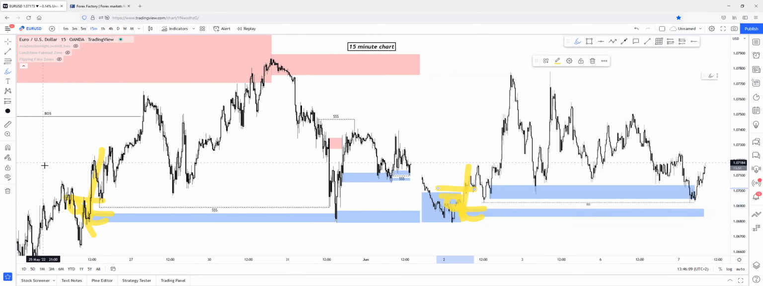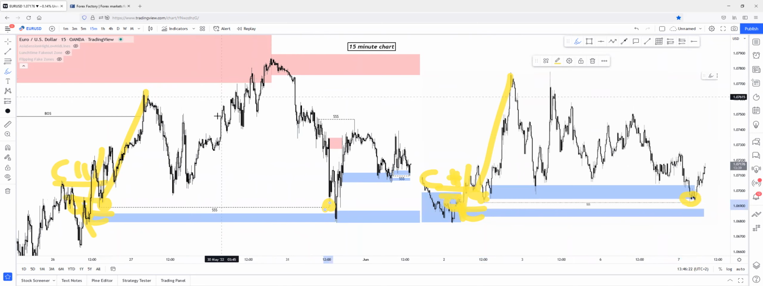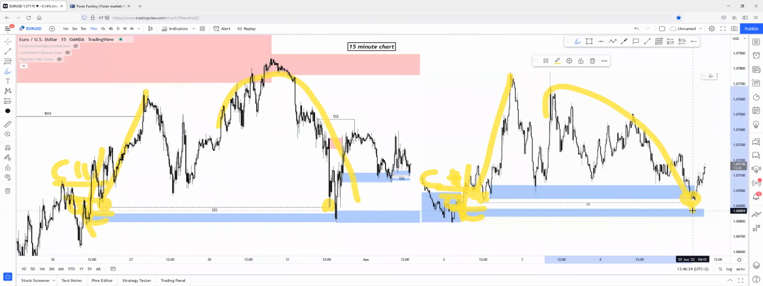Flip of the supply zone. Change of character, huge cancellation to the upside. First liquidity here, second liquidity here. Pullback of the huge movement.